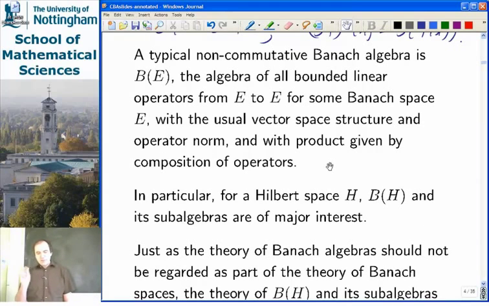So bounded operators from E to E is a nice Banach algebra in this way. Again, we haven't defined Banach algebra yet, that's coming up. But you can think of these as two typical types of examples. One is a typical commutative Banach algebra, and the other one is a fairly typical non-commutative Banach algebra, assuming E has dimension at least 2.